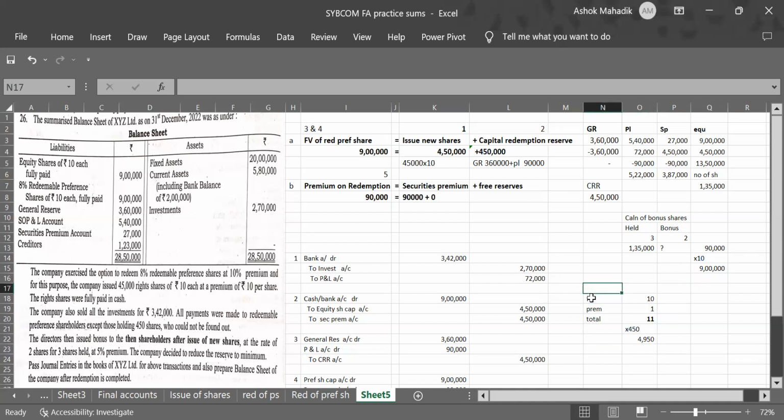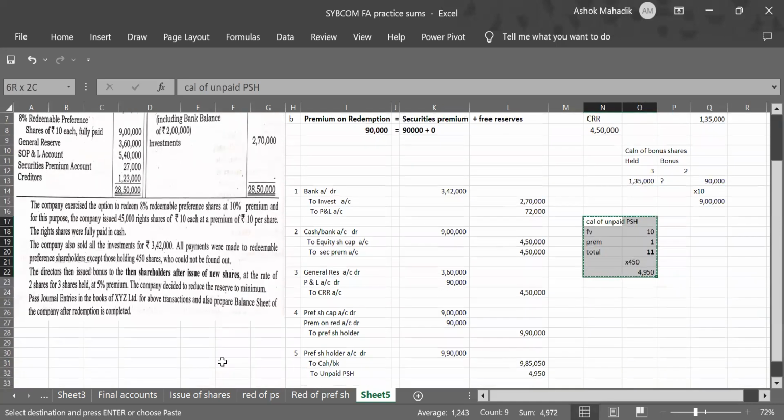This was the calculation of unpaid preference shareholders. For time being, I'm just going to shift it somewhere else. Below the question, I'll put it.